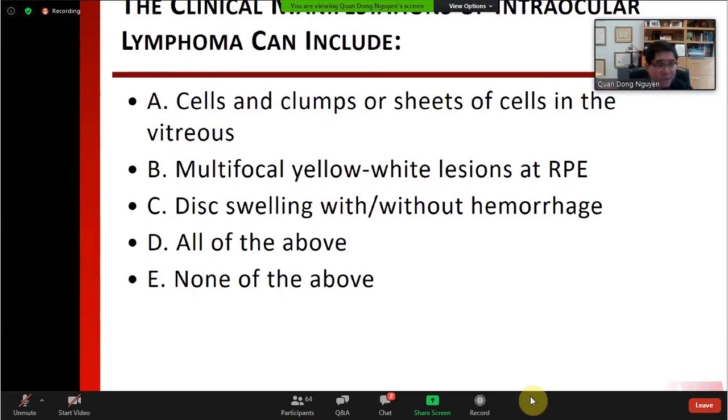And here we will see the aspect that they have cell and plum, a sheet of cell. They also have the Yaris lesion as in this patient. They also have this swelling. So the answer here would be D, all of the above, this aspect, and just be suspicious for this case here.